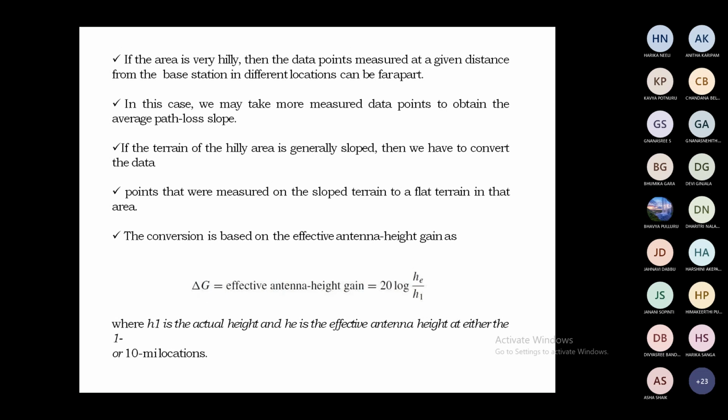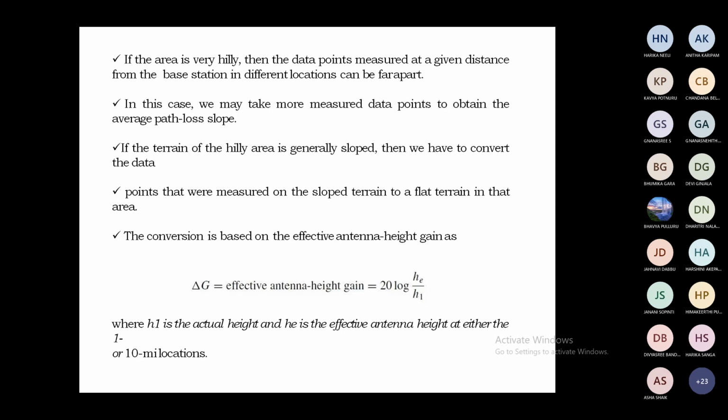Now, suppose we want to calculate path loss whenever the area is hilly. Automatically the path loss changes compared to the previous one. In this case also we have to take more and more data points and try to find the path loss slope.